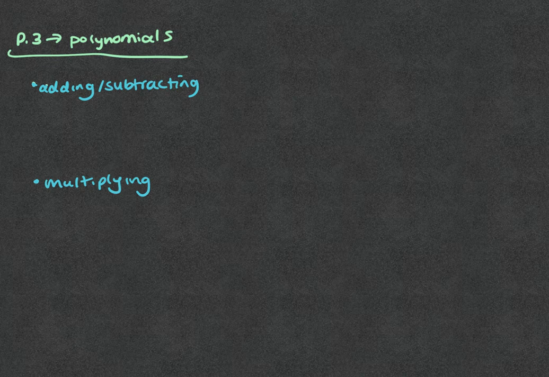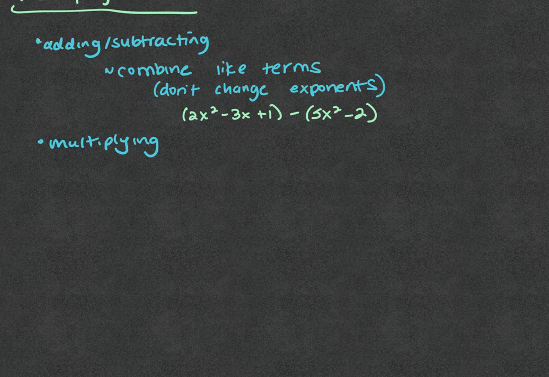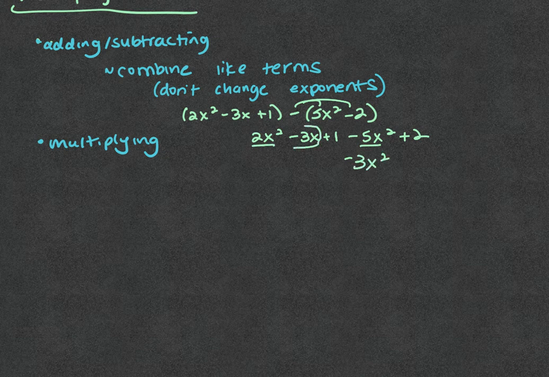In P3, you're adding and subtracting polynomials. So for these, we just combine like terms. Be careful here, we don't change the exponents. And if there's a minus, you've got to distribute it. So if it said 2x squared minus 3x plus 1 minus 5x squared plus 2. Actually, let's make it minus 2. Then you would distribute this negative to everything after. Then I'd combine my like terms: negative 3x squared. There's only one term with an x to the first. And then 1 minus 2 would be... actually 1 plus 2 would be 3.